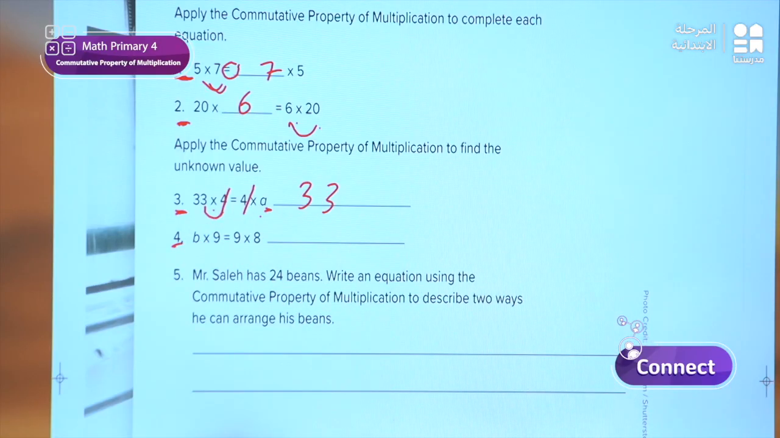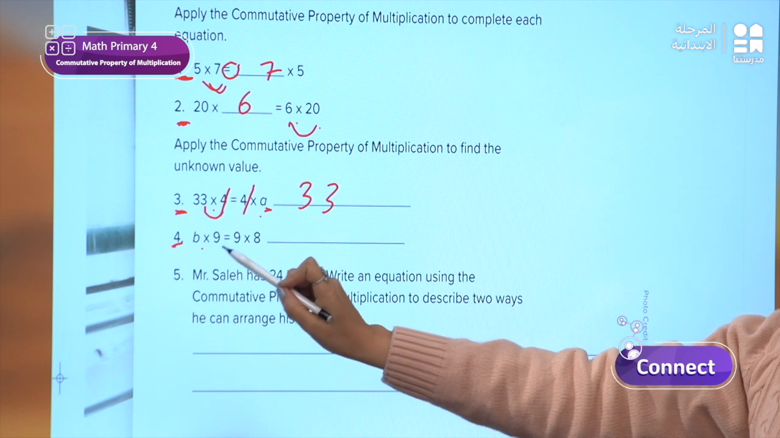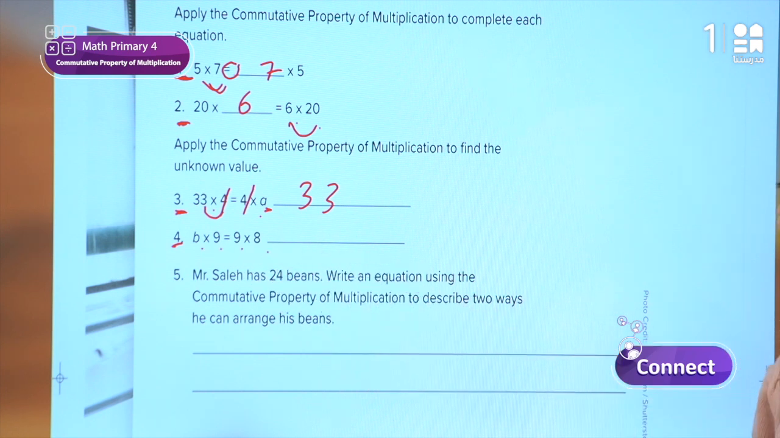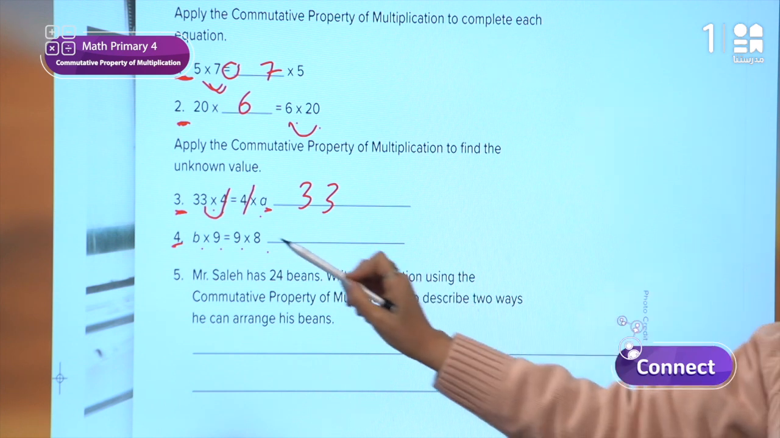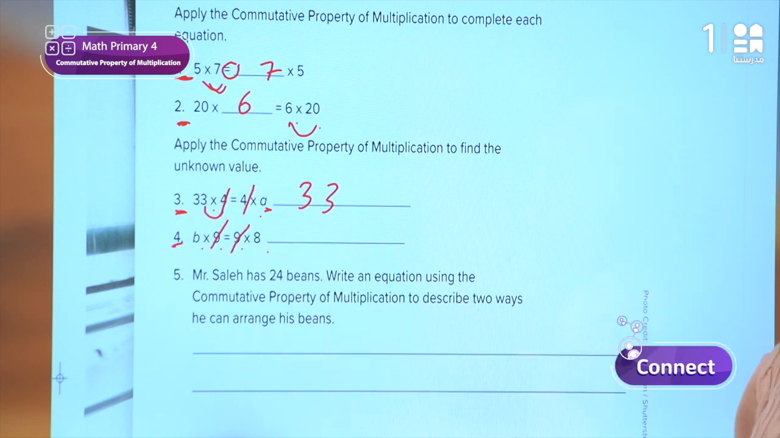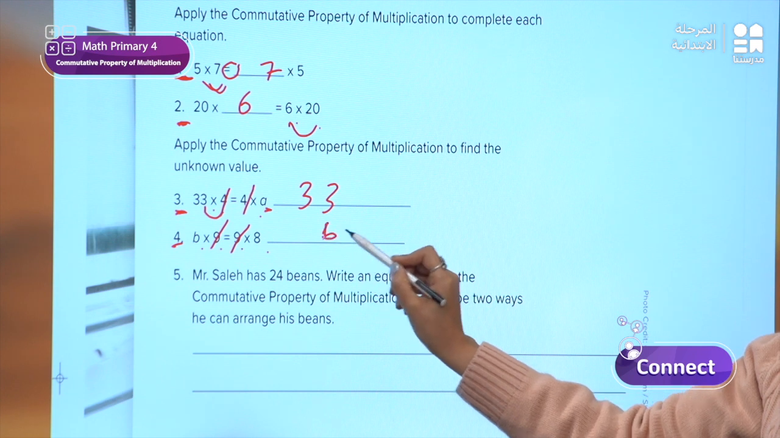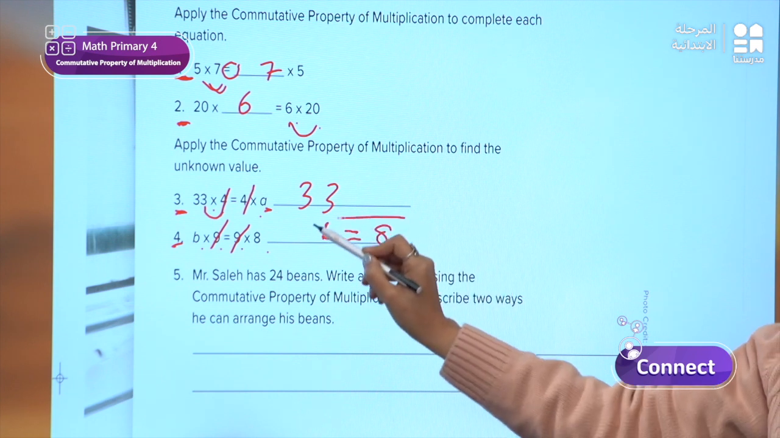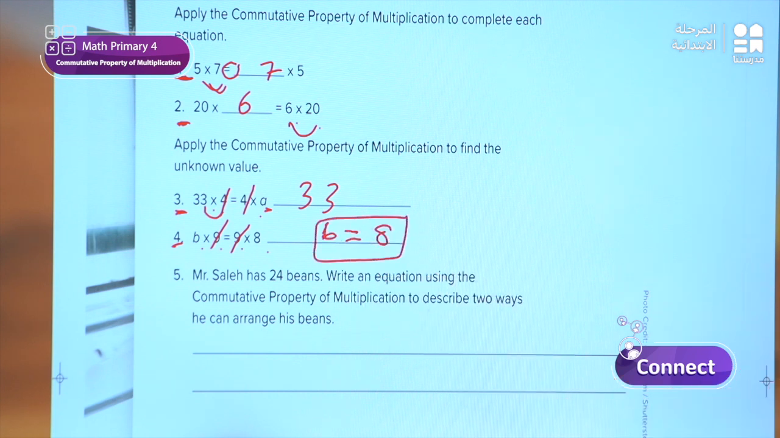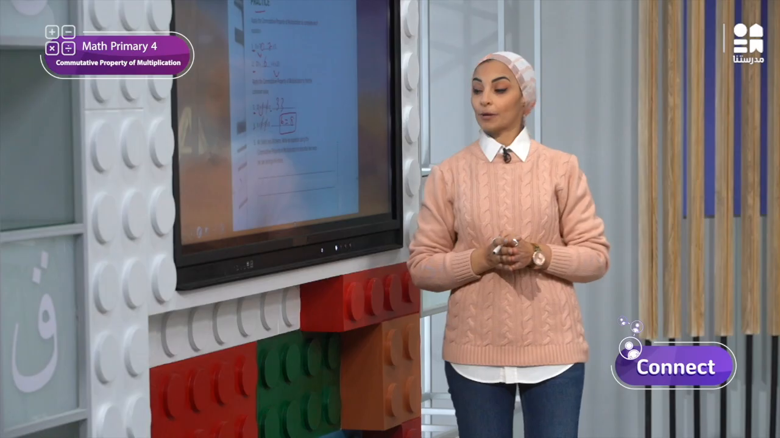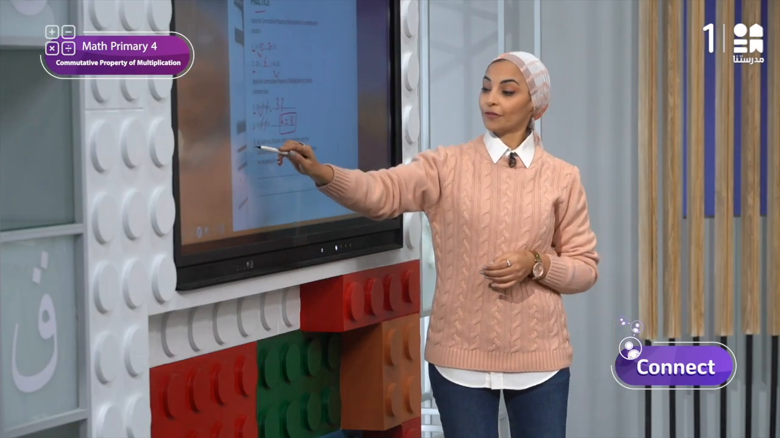Problem number 4. Let's see. Here problem number 4 says: B times 9 equals 9 times 8. So what does B equal? Let's see. Here in both sides I have 9. So B equals what? Yes, of course B equals 8. So B equals 8. So, let's move to problem number 5.